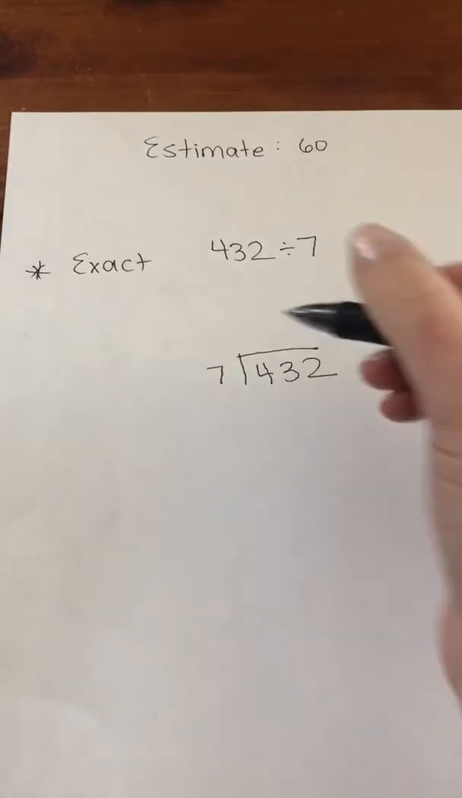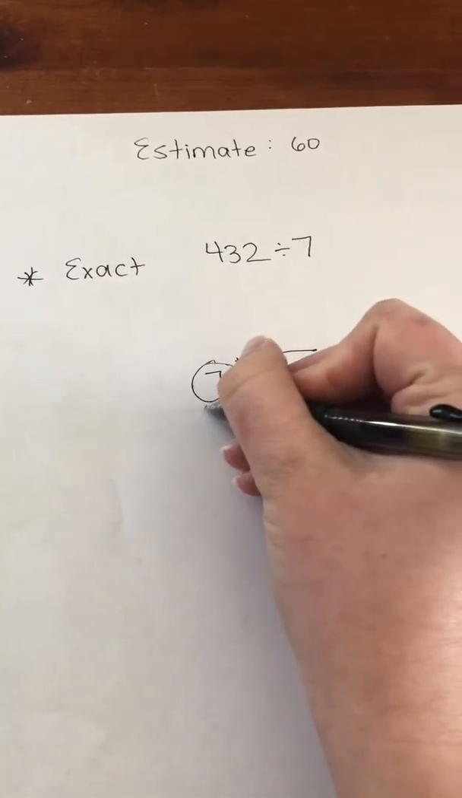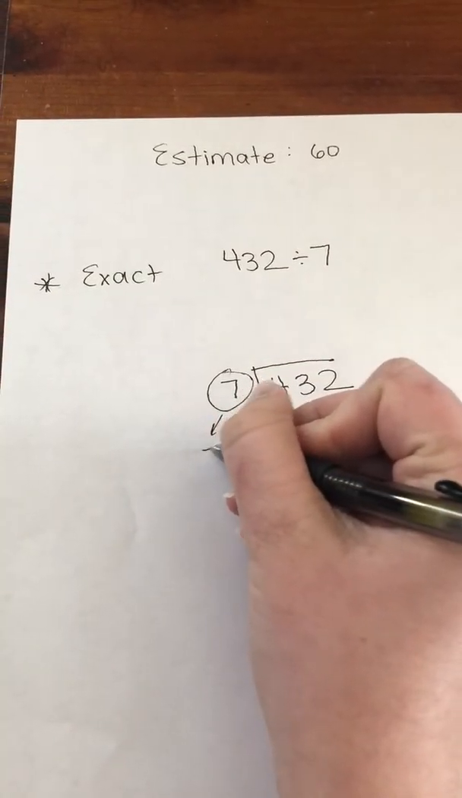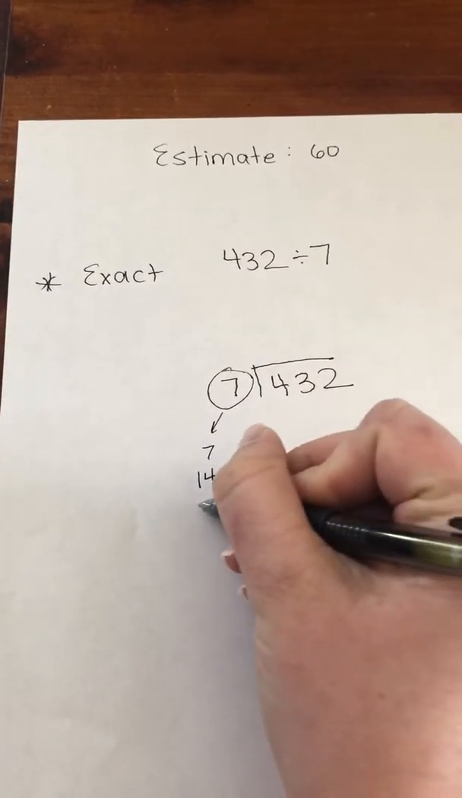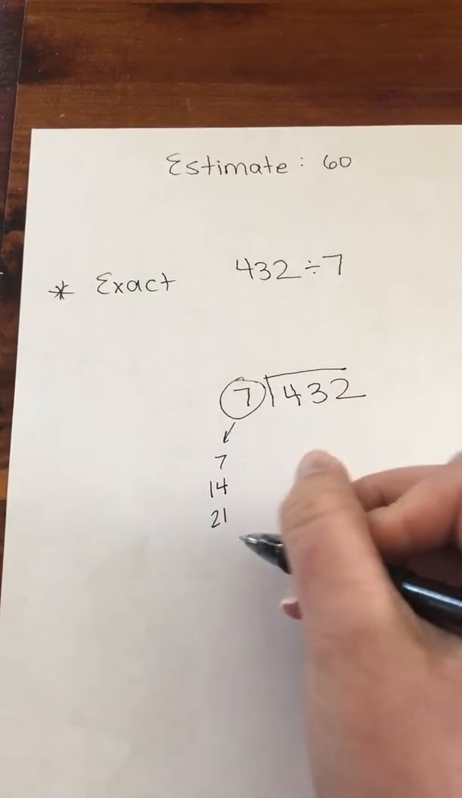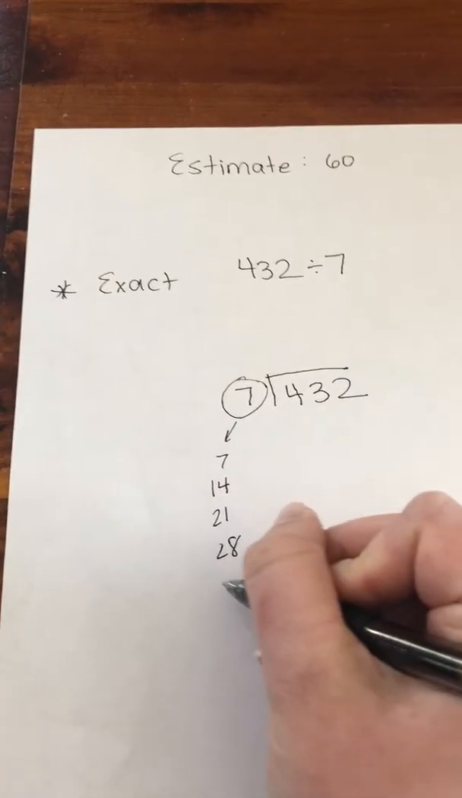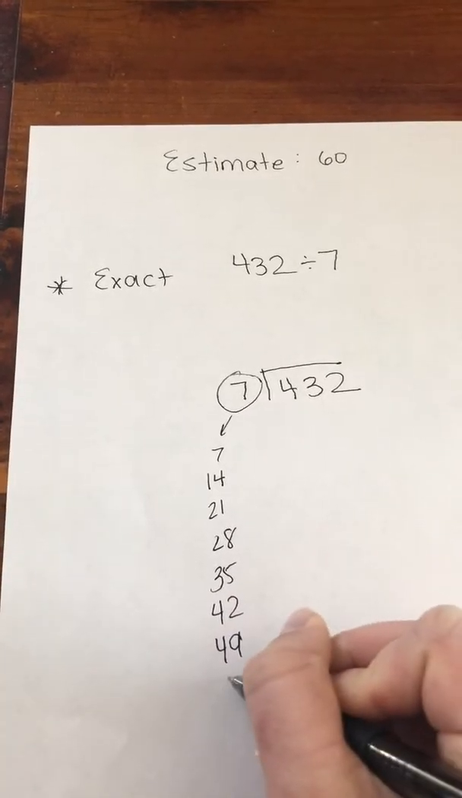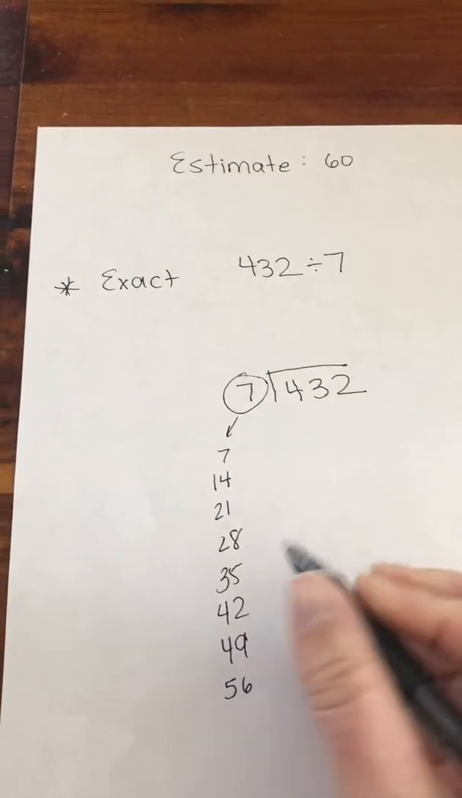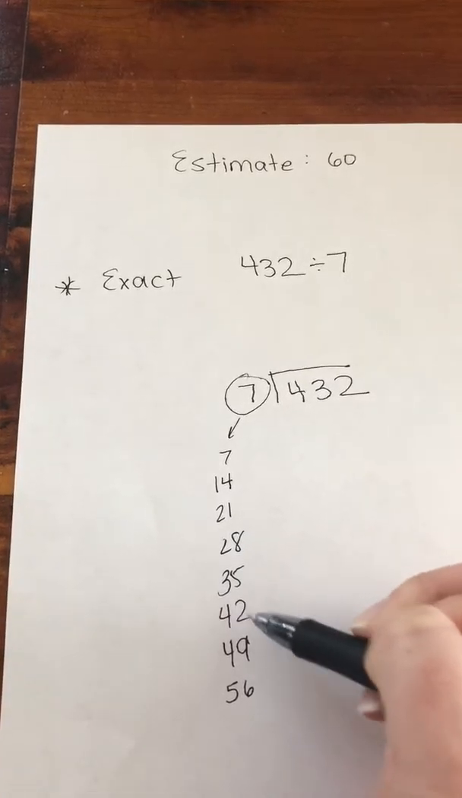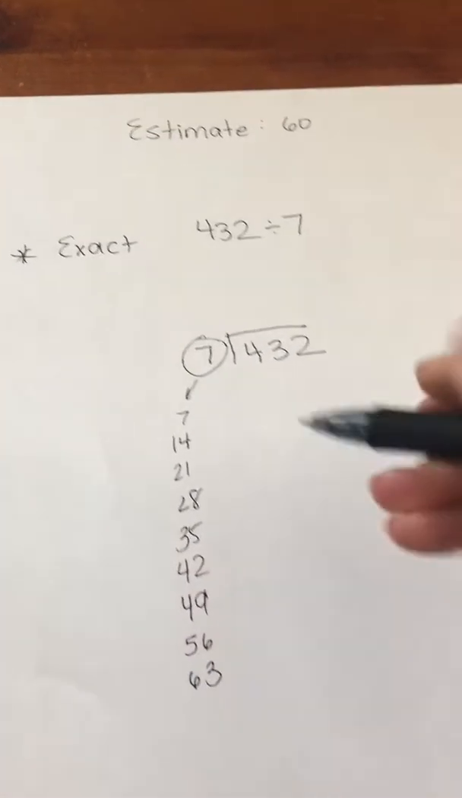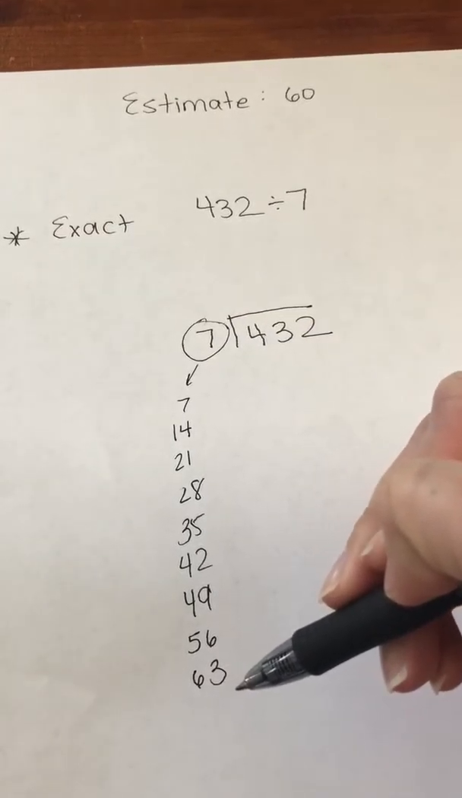Before we actually start dividing, there are two strategies we use. The first is to do our count bys, our multiples of 7, all the way to times 9. And we just add 7 each time. That's our divisor. That's what we add each time. Seven, 8, one more. Now I have all of my count bys, my multiples.